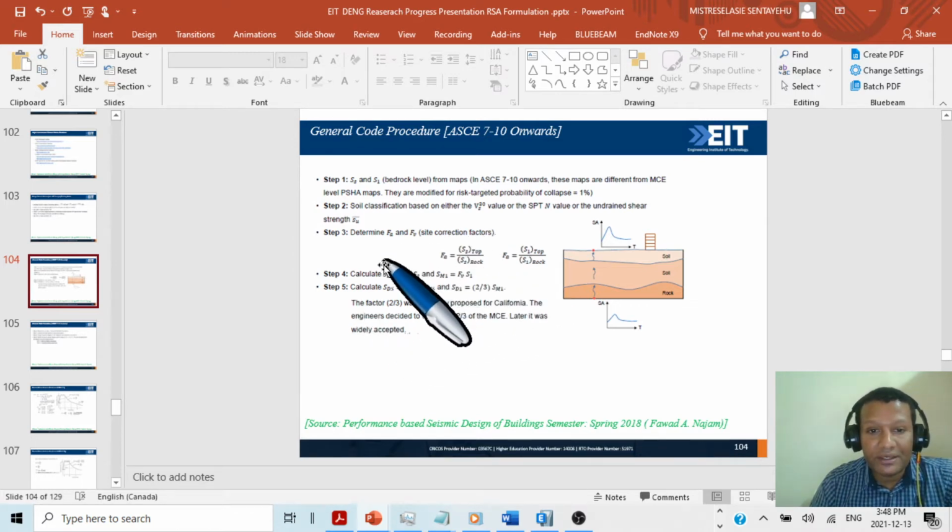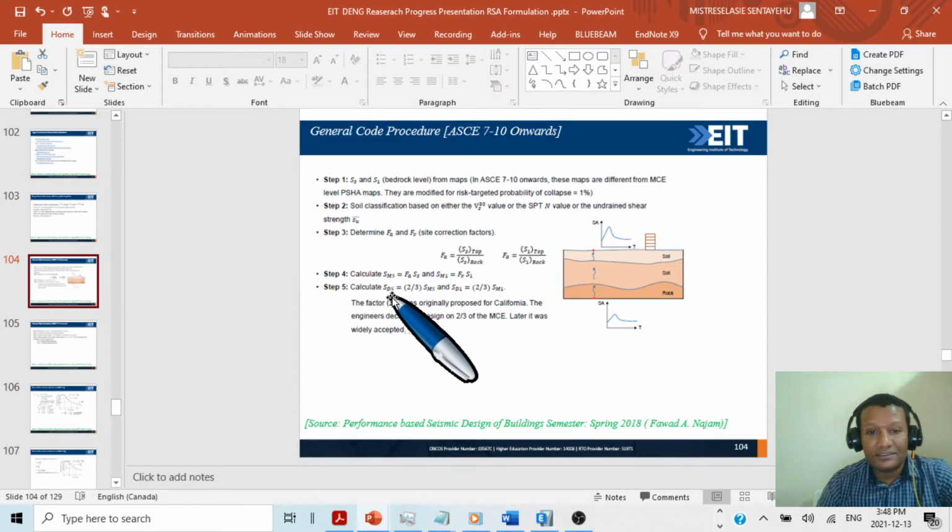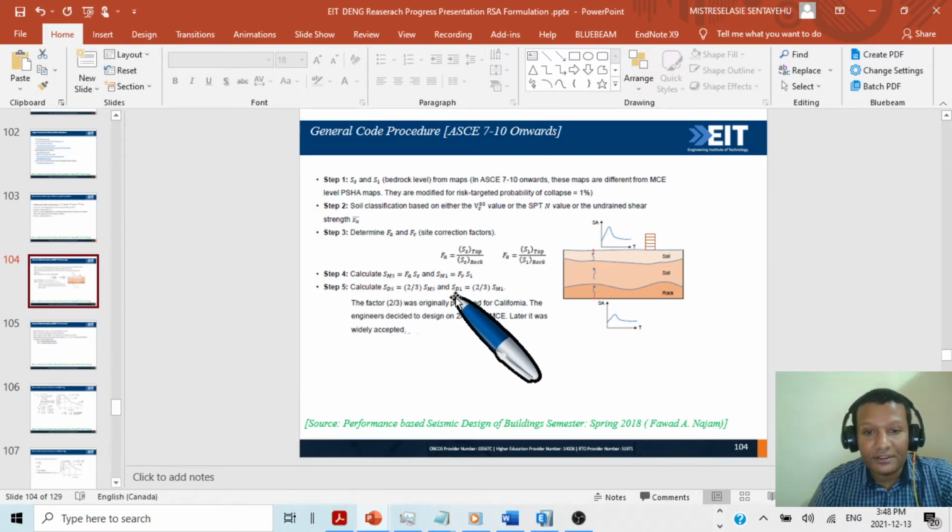Once you get FA and FV values, calculate SMS. SMS is equal to FA times SS. SM1 is equal to FV times S1. Then calculate SDS, the design level. This is 2/3 of SMS, and SD1, the 1 second spectral acceleration, is 2/3 of SM1. So this is how we do it.